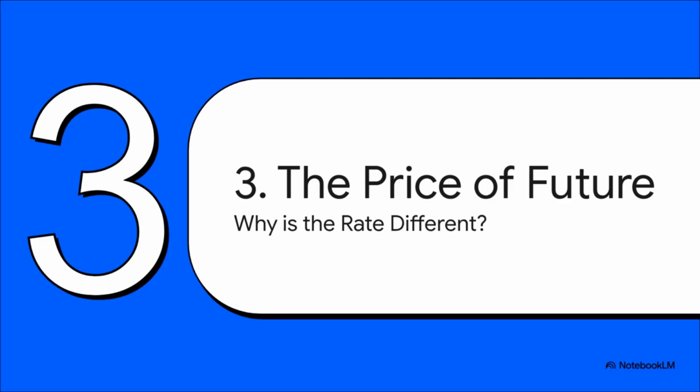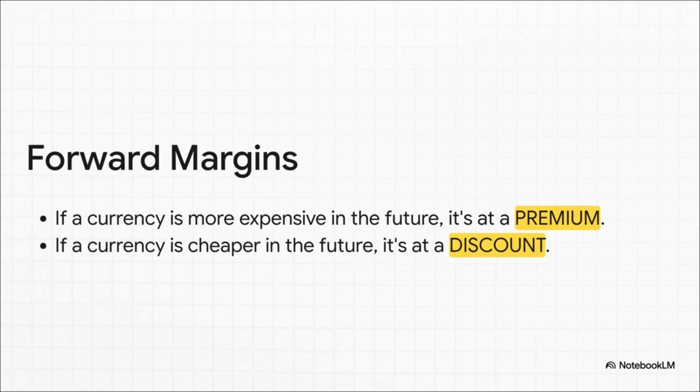Okay, so this leads to a really fascinating question. Why would a rate for 3 months in the future be any different from today's spot rate? It's not just a guess or a prediction. There's a very specific and kind of brilliant financial logic behind it. The difference between that spot rate and the forward rate has a name. It's called the forward margin.